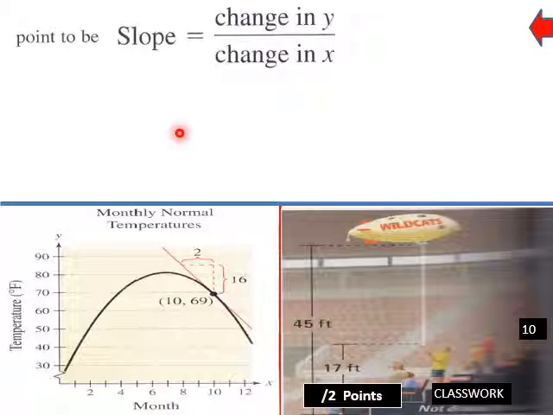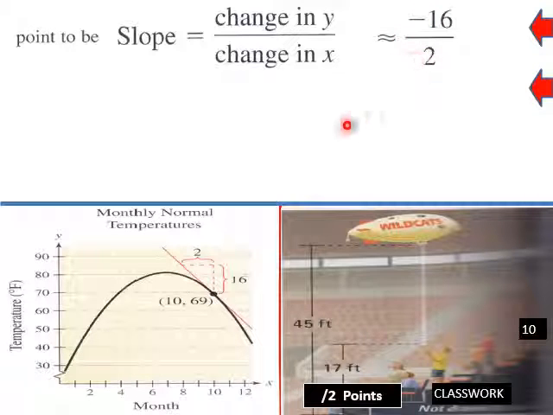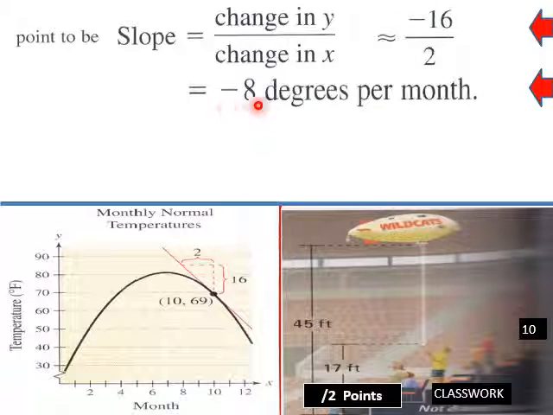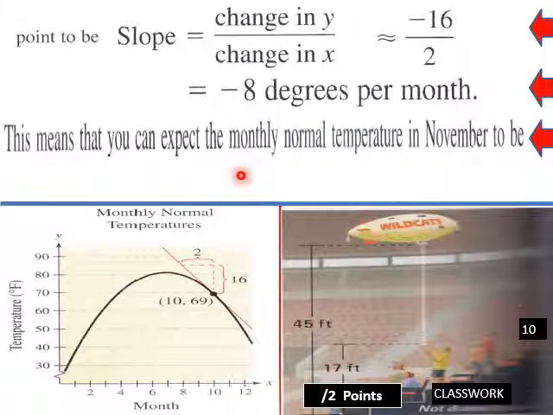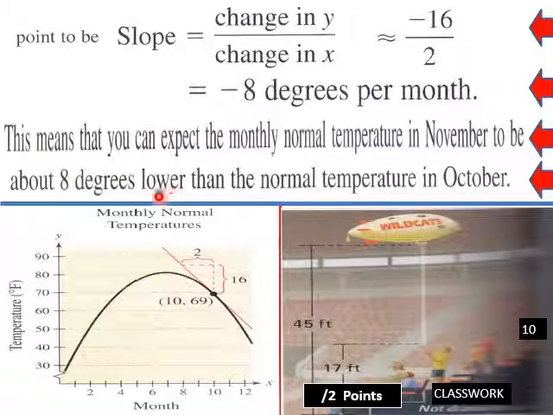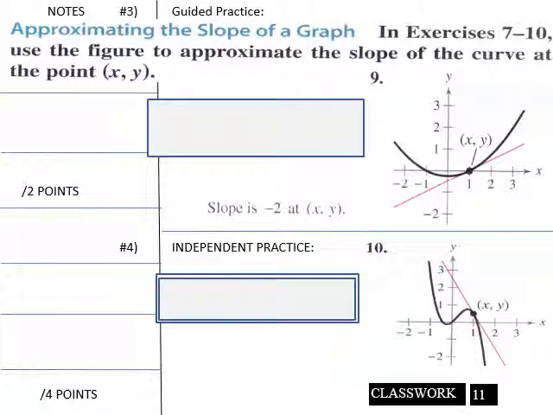Slope equals change in y over change in x, so we have negative 16 over 2, and that gives us a slope of negative 8 degrees per month. This means that you can expect the monthly normal temperature in November to be about 8 degrees lower than the normal temperature in October, from finding the slope of the tangent line on this graph.